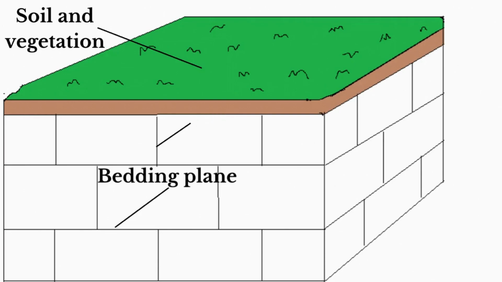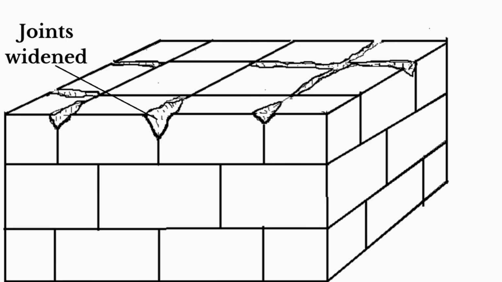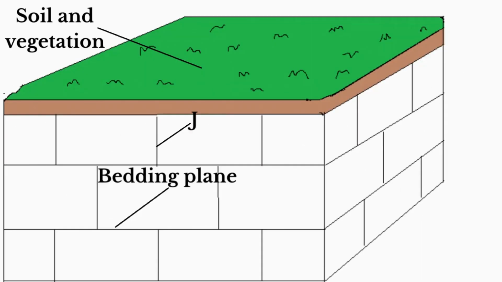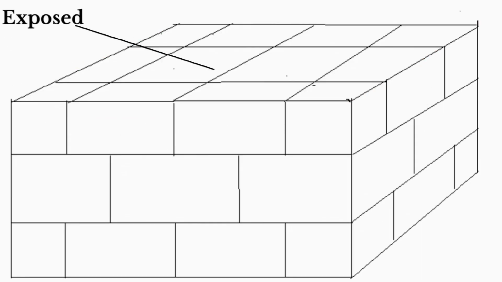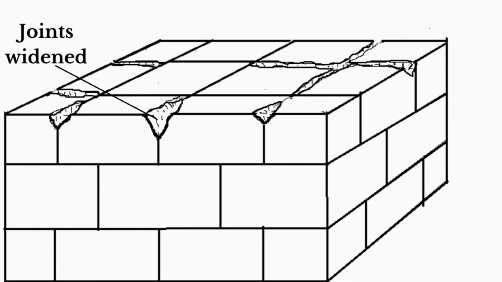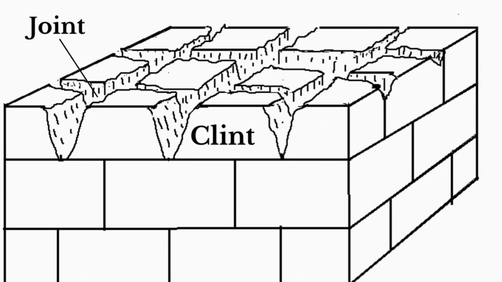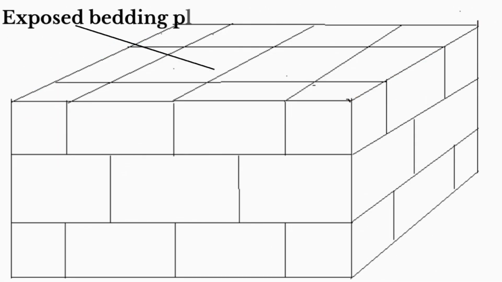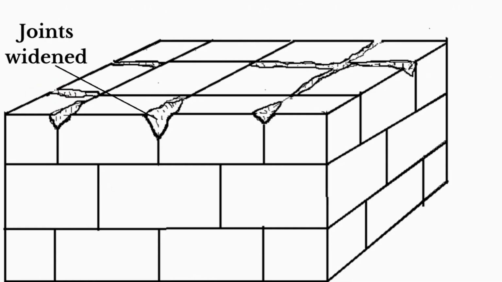The rainwater gradually widens the joints of the limestone by dissolving the minerals. This creates fissures called grikes. The blocks of rocks between the fissures are called clints.